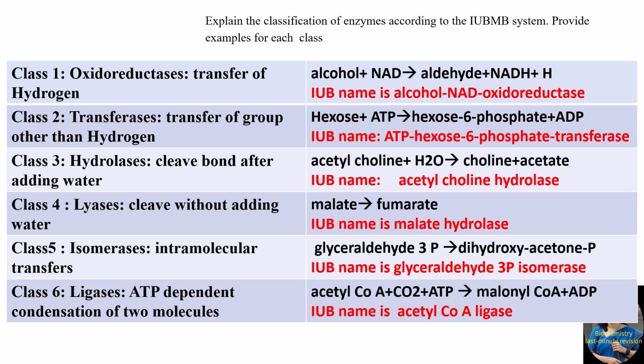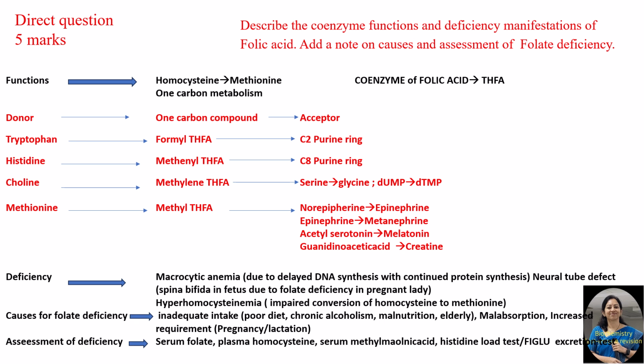The last class is ligases, which bring about joining of two molecules with the energy provided by ATP. Here, condensation of acetyl-CoA with carbon dioxide to form malonyl-CoA. The IUB name is acetyl-CoA ligase. The next direct question is: describe the coenzyme functions and deficiency manifestation of folic acid. Add a note on causes and assessment of folic acid deficiency.